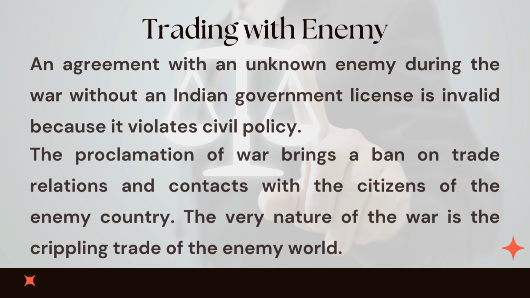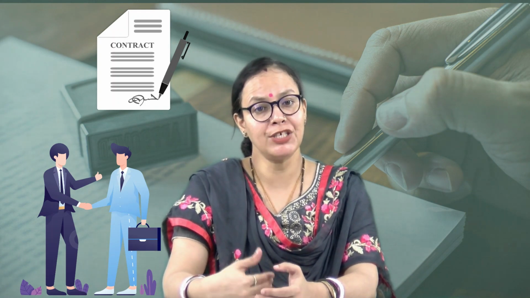That bans the international relationship, that bans international contracts with the citizens of the enemy country. The very nature of war is crippling the trade of the enemy. So, if you are trading, contracting or initiating business dealings with the enemy, where the relationship between two countries, their ambassadors and political relationship are disturbed and not stable, then it causes a violation of civil policy. So, if you trade with consideration, it will be part of an illegal contract.